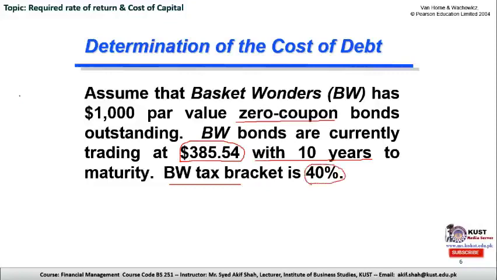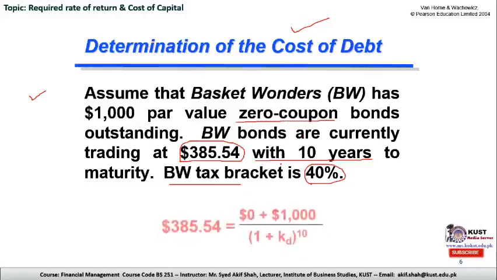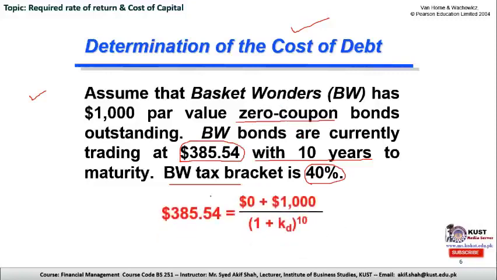And the case asks you to find out the cost of debt of this company, Basket Wonder, under the scenario of a zero coupon bond. So the formula to calculate is to equate the current price of the instrument, which is P naught. We have equated P naught, plugged in the relevant data, which is our current market price, 385.54, is equal to the interest payment, as this bond is zero coupon. So therefore, the interest payment is $0 over here.